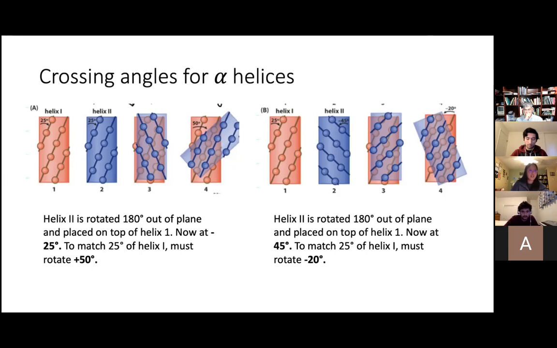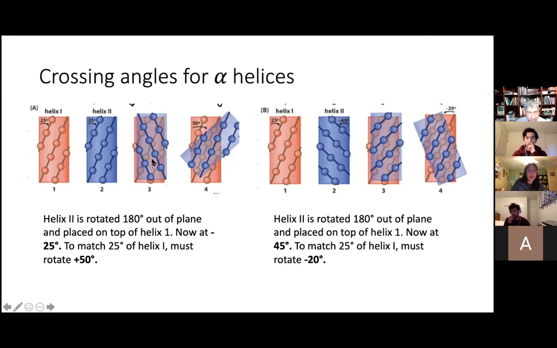So first we need to get the helices facing each other. The way they are right now, the ridges and grooves of helix 2 aren't facing the ridges and grooves of helix 1. And so we want to turn one of the helices over 180 degrees. It doesn't matter which one you turn over, but in this specific example, helix 2 is flipped 180 degrees. So this is what it looks like after it's flipped. If helix 2 was at 25 degrees, now it's at negative 25 degrees.